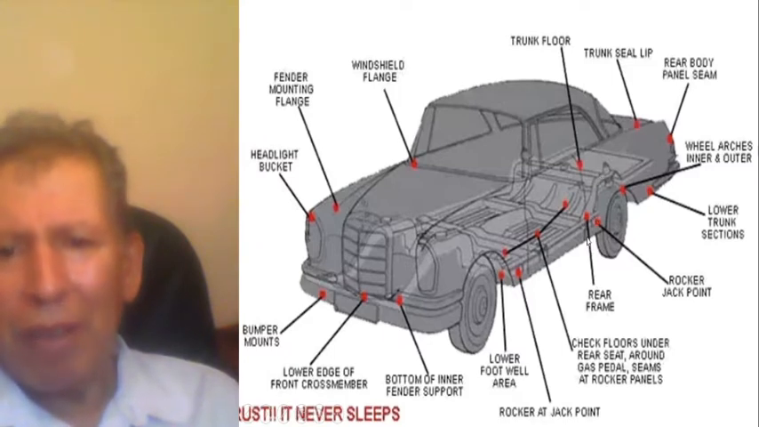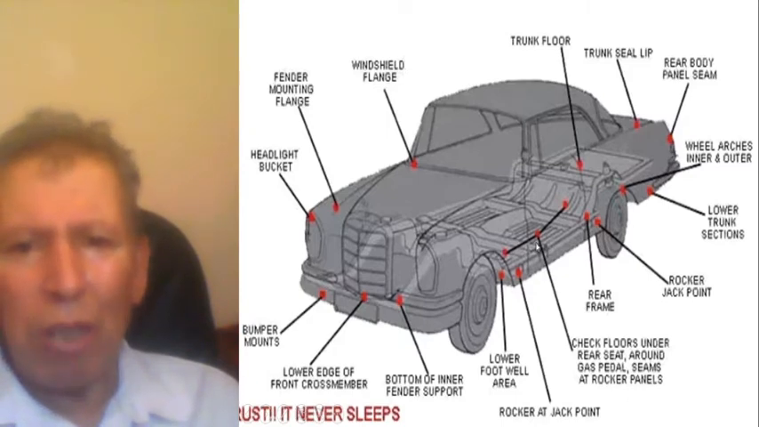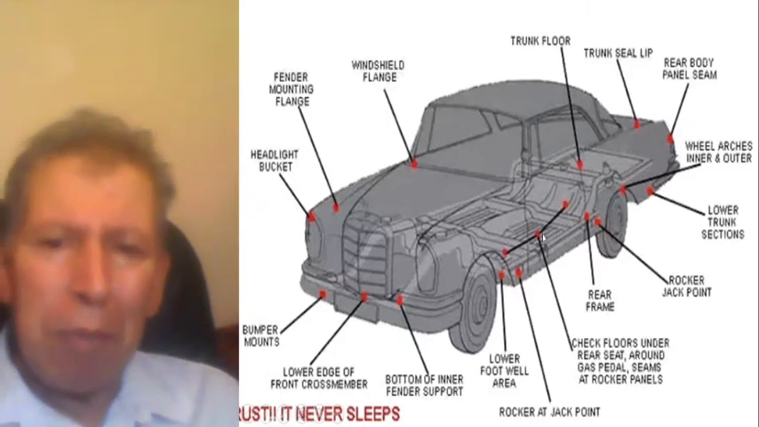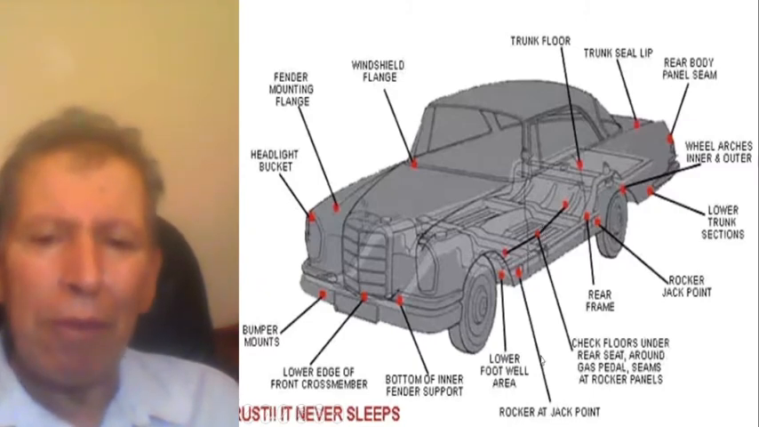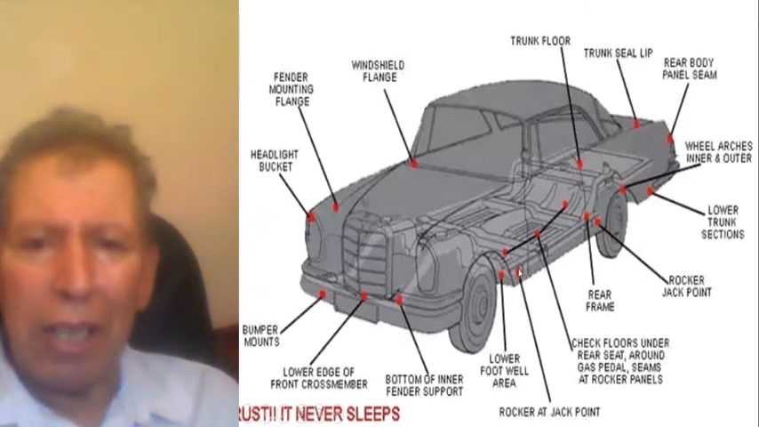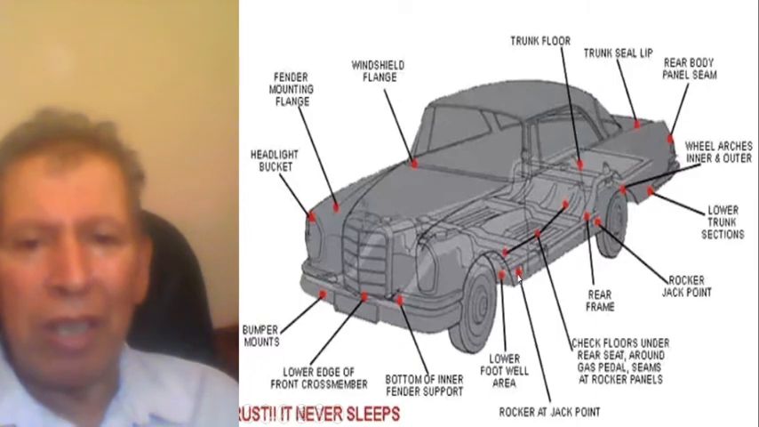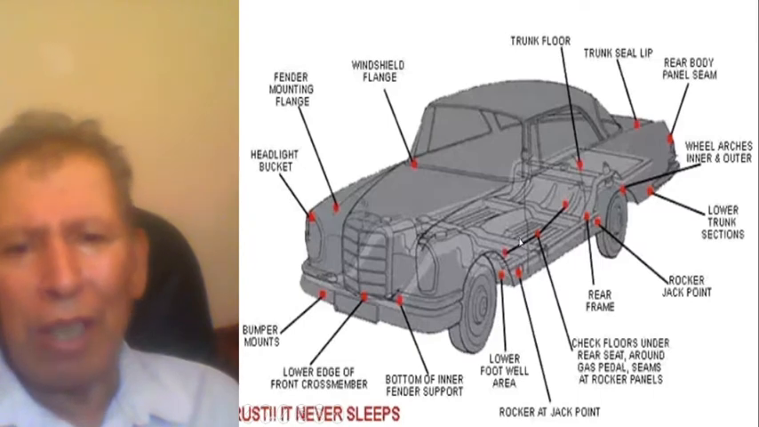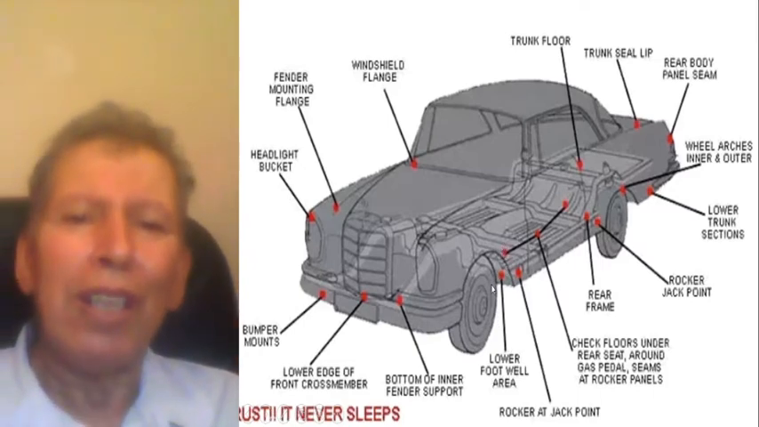Rear frame. Check floors under rear seat, around gasket pedal, seams at rocker panels. Again, you check all these places because that's where damage can happen most often. Rocker at jack point, the place for the jack, the jack of the car. Lower footwell area. That is where the driver puts his feet.